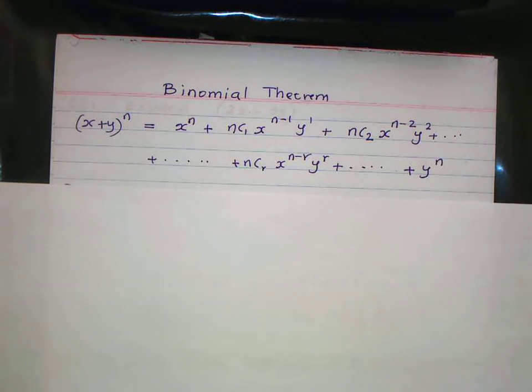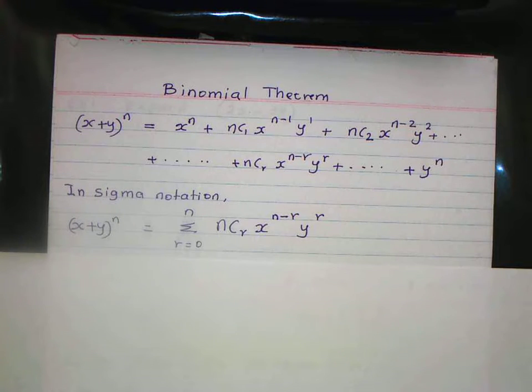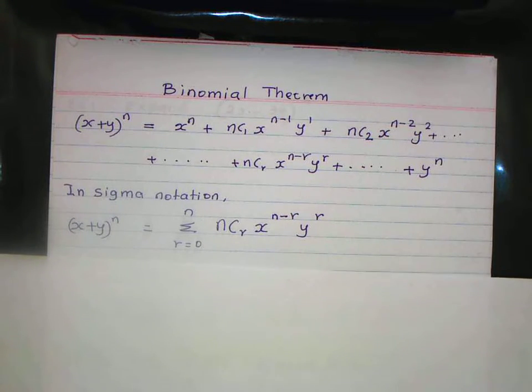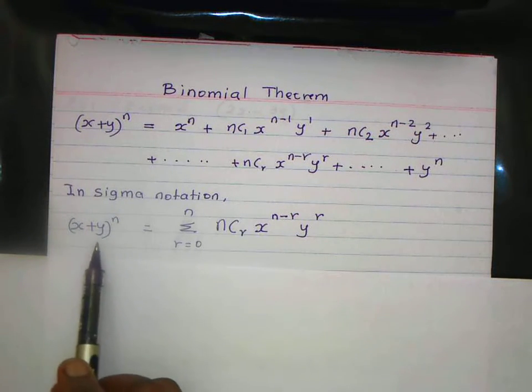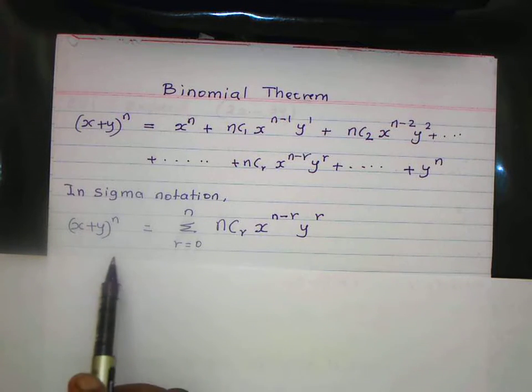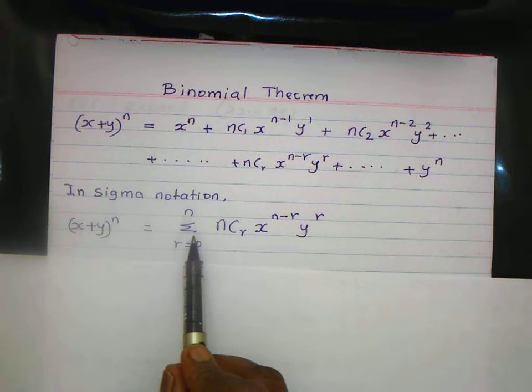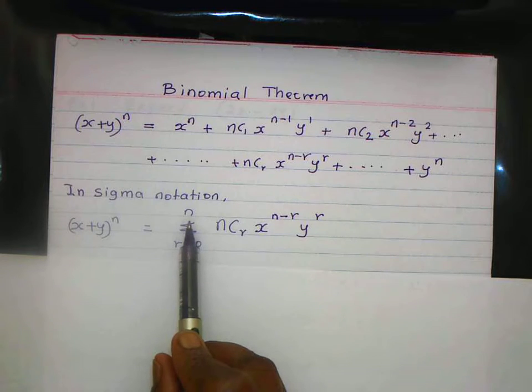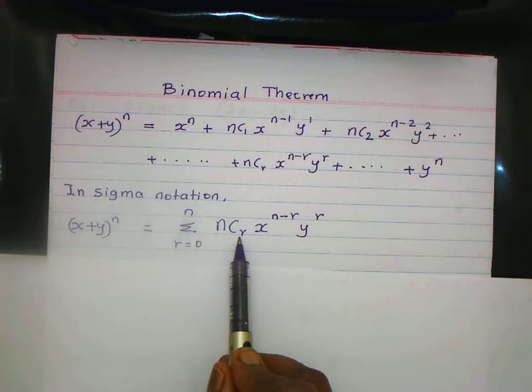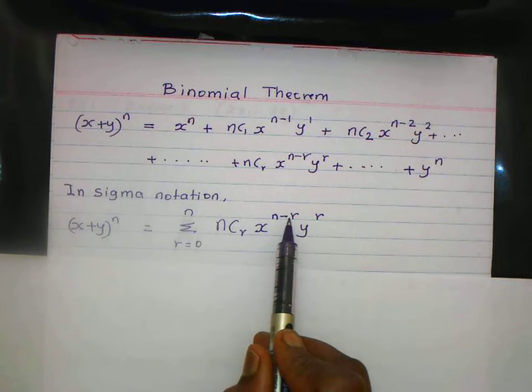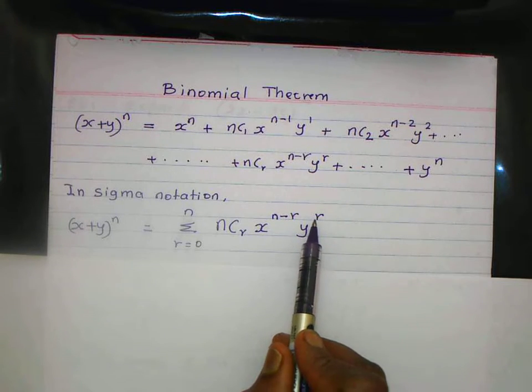We can write this using sigma notation. We'll see the binomial theorem using sigma notation. So in sigma notation, (x plus y) to the power n equals the sum from r equals 0 to n of nCr x to the power n minus r y to the power r.